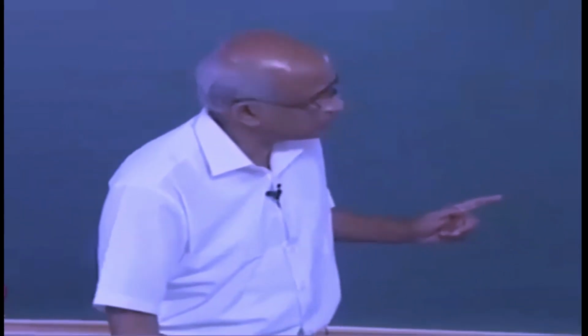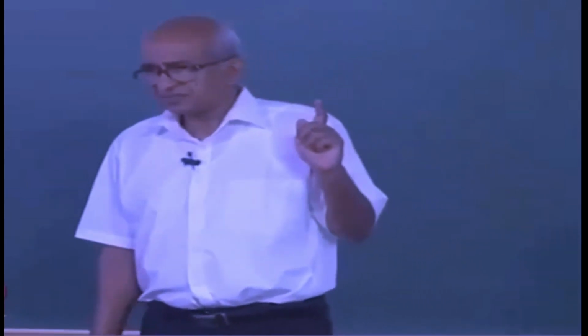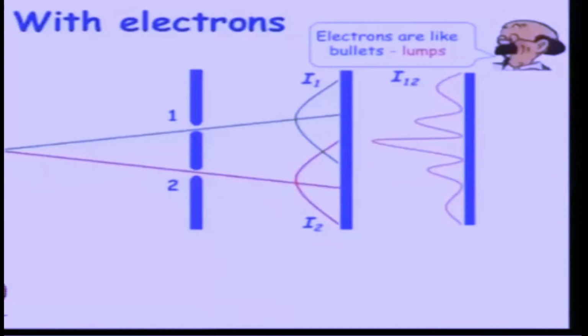But if you actually do the experiment, you don't get the result to be this sum, but what you get is actually an interference pattern. So even though electrons are like bullets, in that they arrive in lumps, the intensity distribution that you experimentally find is not characteristic of particles, but it is characteristic of waves which exhibit the interference phenomenon. So in this case, I1 plus I2 is not equal to I12.